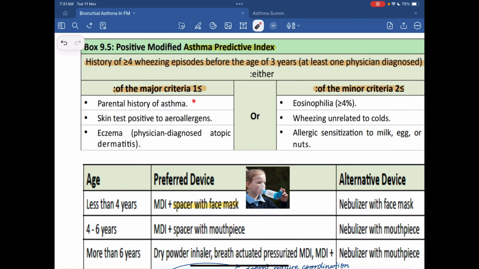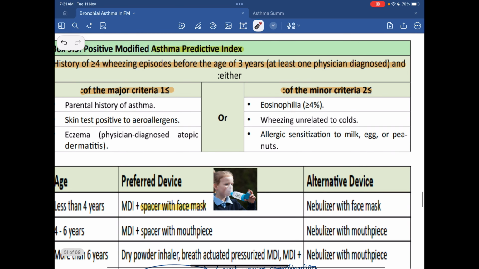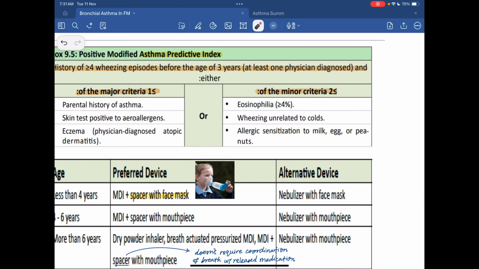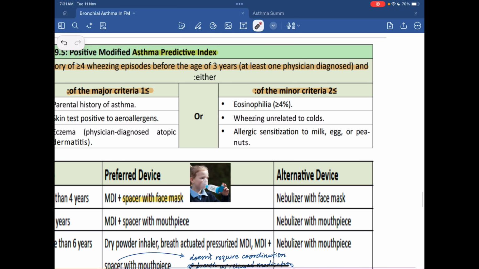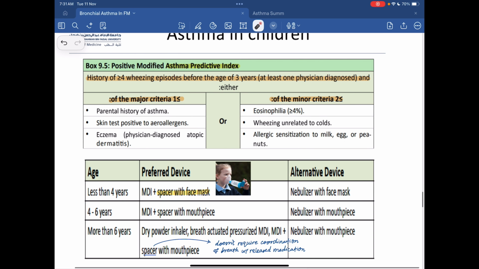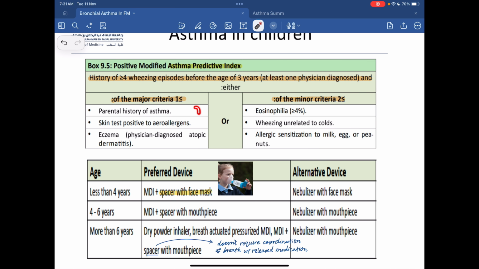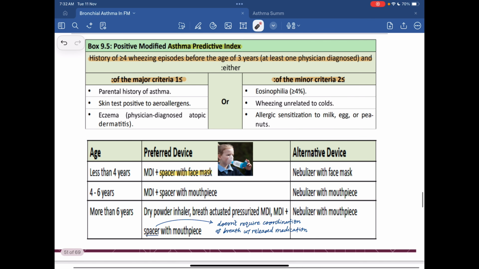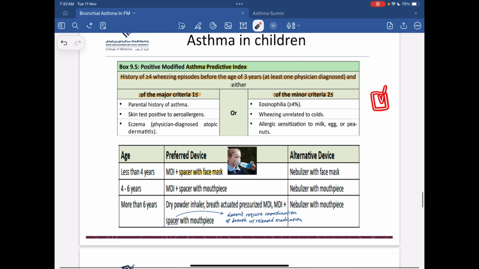So parental history of asthma, skin test is positive, and eczema. هذا من major criteria. Minor criteria الأشياء اللي أحيانا تجي أحيانا مو شرط تكون موجودة: eosinophilia, wheezing unrelated to colds, and allergic sensitization to specifically milk, eggs, or peanuts, the most common ones. نحتاج 1 من هنا و2 من هنا. طيب شخصنا وقلنا يس عنده أزمة.